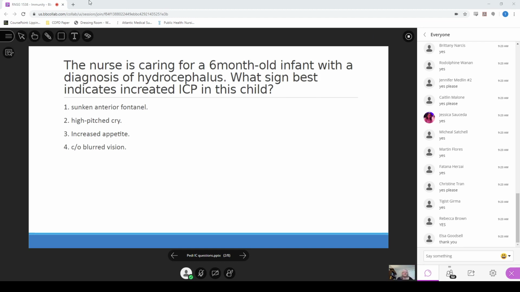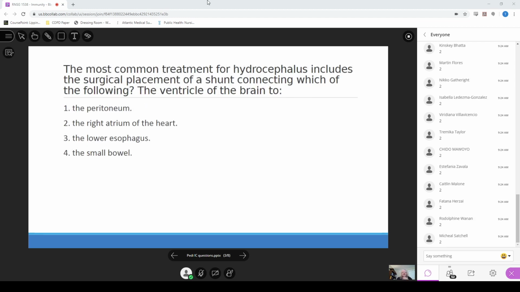So the nurse is caring for a 6-month-old diagnosed with hydrocephalus. What sign best indicates increased intracranial pressure? Yeah, number 2, excellent. And y'all can just type in the number rather than having to type in the answer. Excellent. Can y'all see the whole question, or do I need to read it to you? Okay, excellent. So let's pop those answers up.